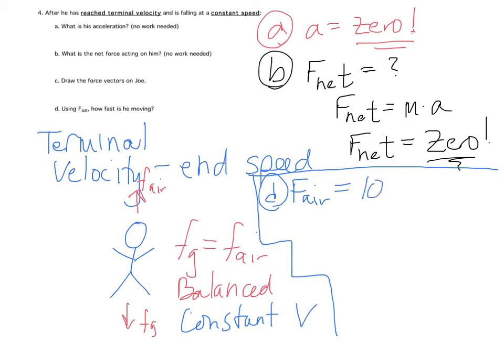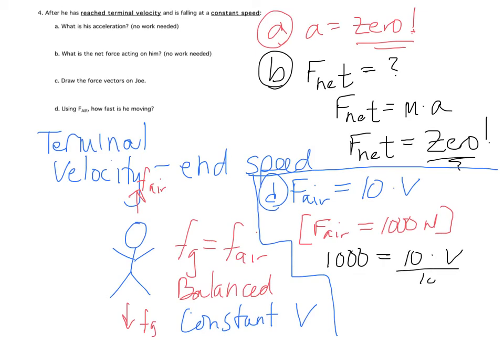Is equal to 10 times the velocity. And we know that your force due to gravity and your force due to air are equal. So I know that my force due to air has to be 1,000 newtons because it equals his weight. So I'm going to go ahead and say 1,000 equals 10 times V and solve for V. Divide by 10, divide by 10, cancel, cancel. My velocity is, holy cow, 100 meters per second.